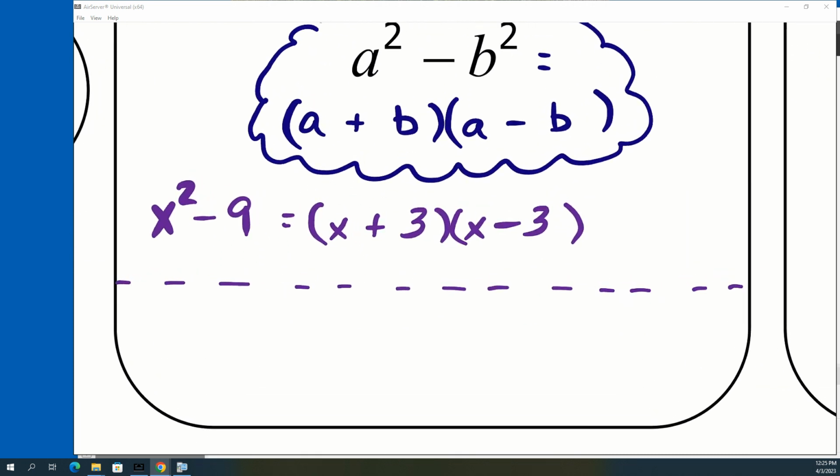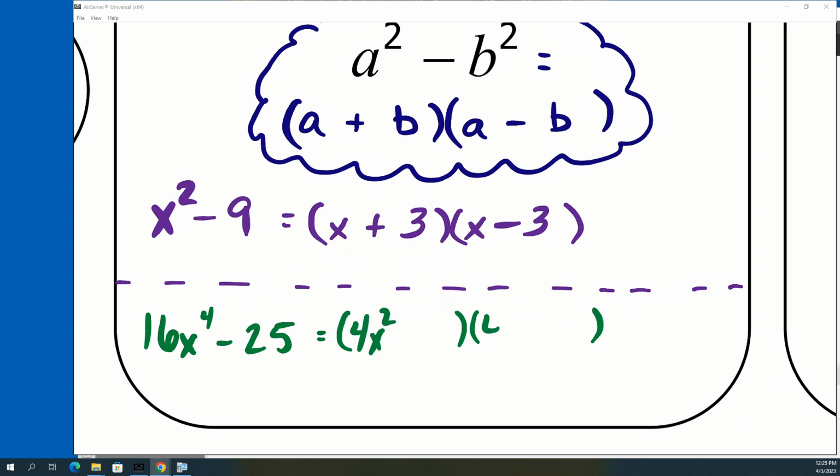So for it, we have 16x to the 4th minus 25. Now, hopefully you recognize that 16x to the 4th is a square, and so is 25. Now, anytime your x has a power that's even, it is a perfect square. And so what do you think the square root is of 16x to the 4th? 4x squared. So the square root of 16 is 4. And then to find the square root of x to the 4th, you just take half, basically. Take half of the power.